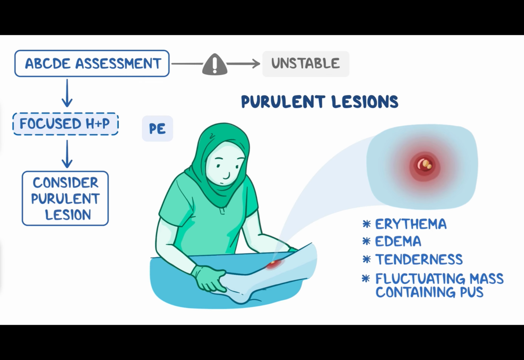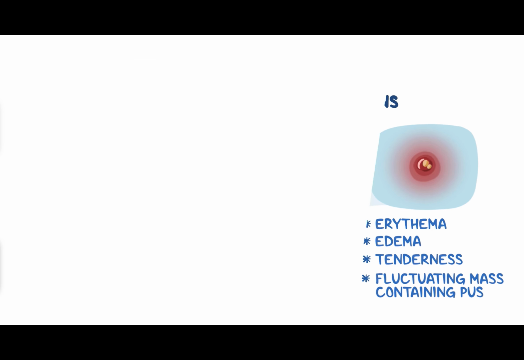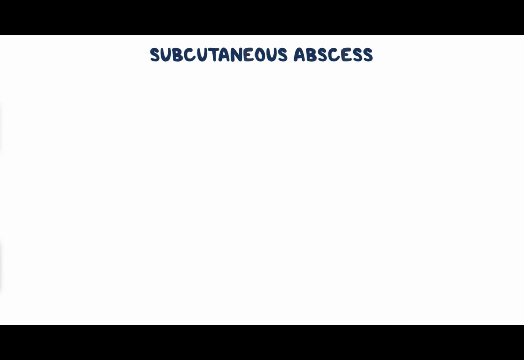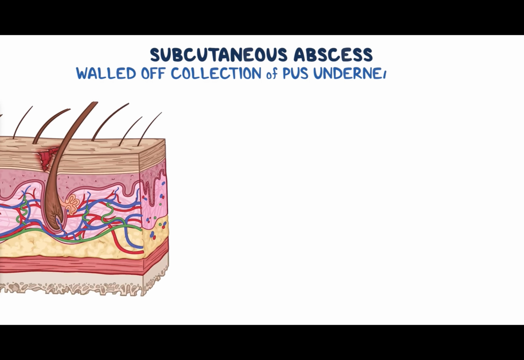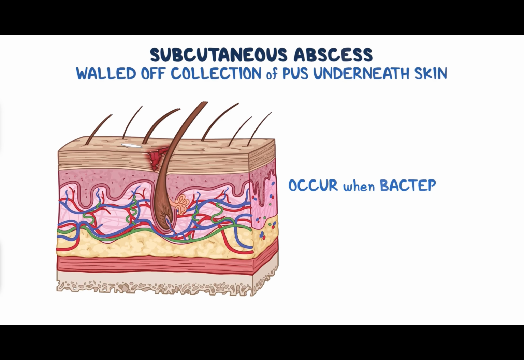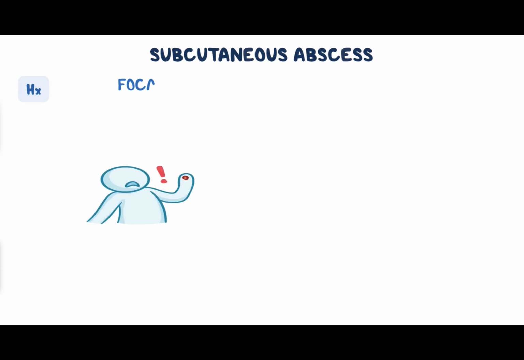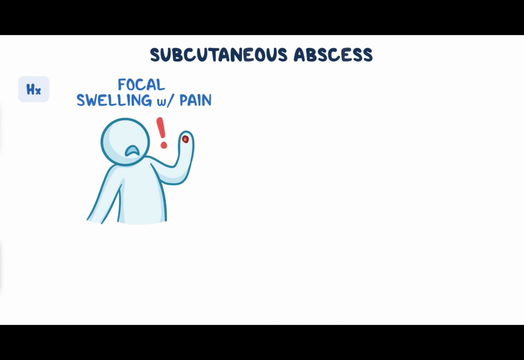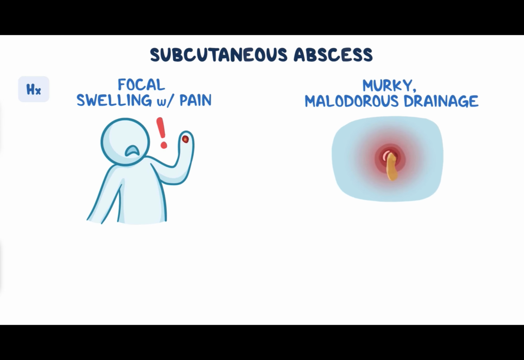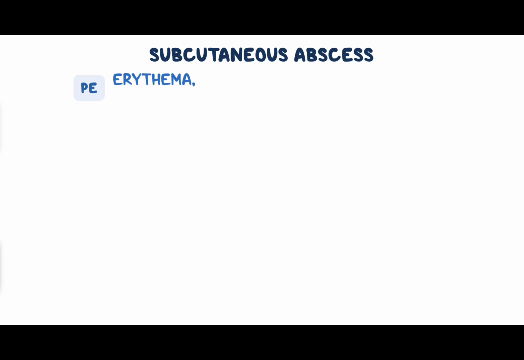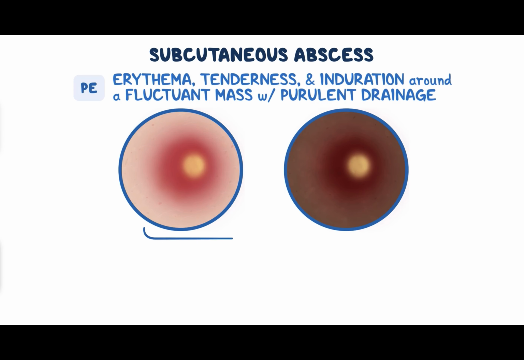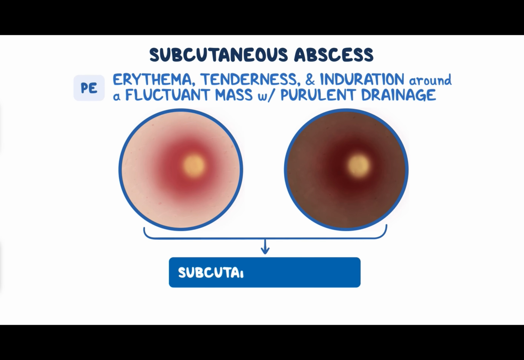Okay, let's begin with the most common type of purulent lesion, a subcutaneous abscess, which is a walled-off collection of pus underneath the skin. These occur when bacteria seeds within the soft tissue through a cut in the skin. Patients typically report focal swelling with pain, and they might notice murky, malodorous drainage. On exam, you can expect to see erythema, tenderness, and induration around a fluctuant mass with purulent drainage. With these findings, you're dealing with a subcutaneous abscess.